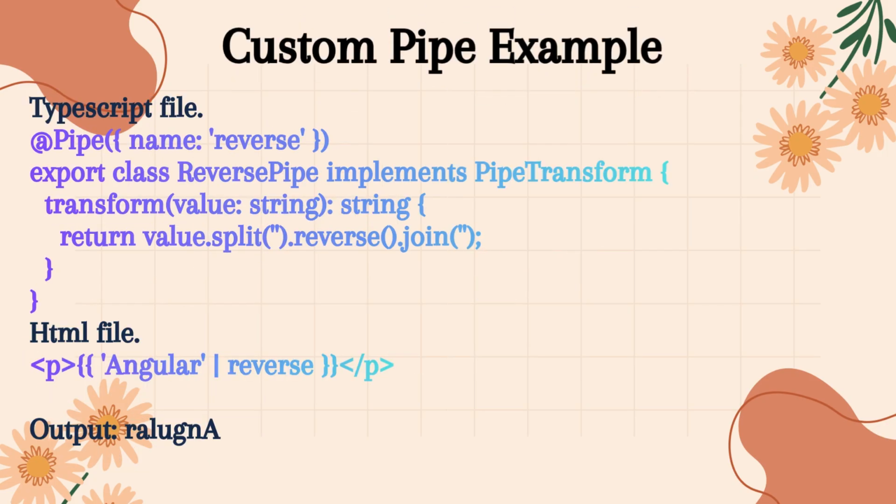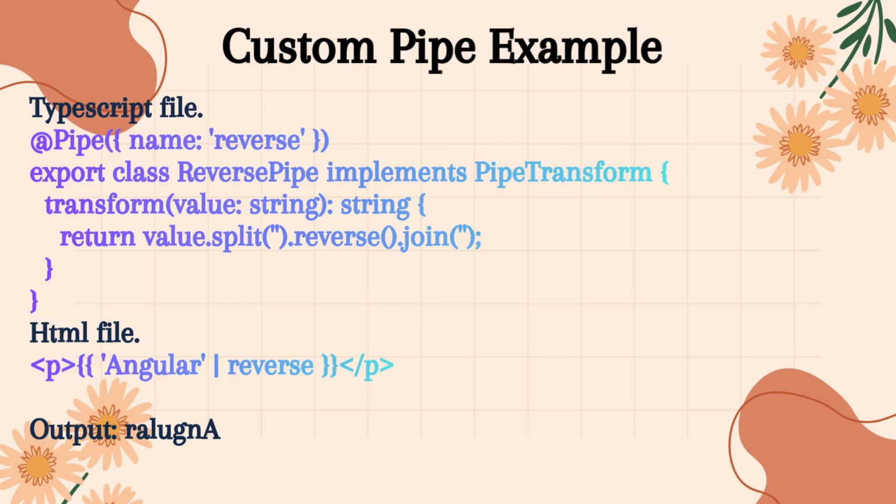Let's look at an example of a custom pipe in Angular, called the reverse pipe. TypeScript file. Here, we create a custom pipe using the @Pipe decorator. What's happening here? We give our pipe a name, reverse. The pipe implements the PipeTransform interface, which requires a transform method. Inside the method, we take the input string, split it into characters, reverse the order, and join them back into a string. So, it simply reverses any text that passes through it.